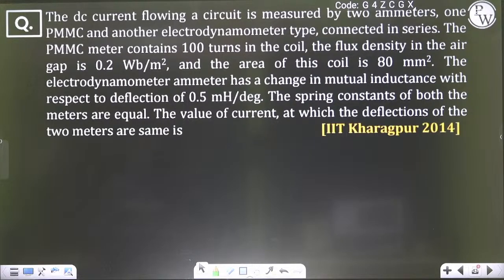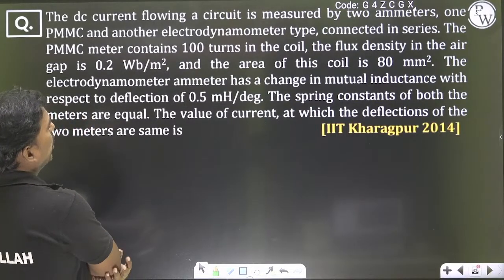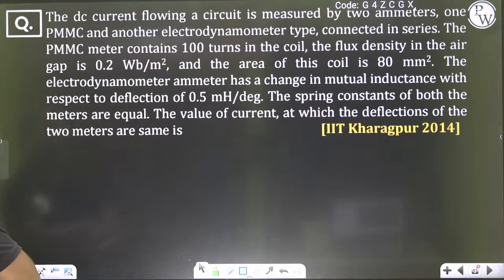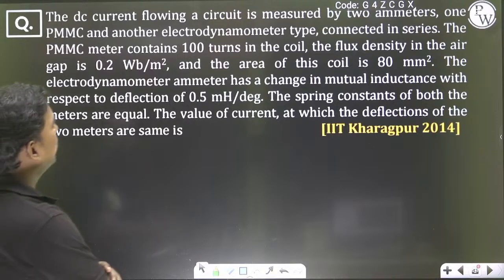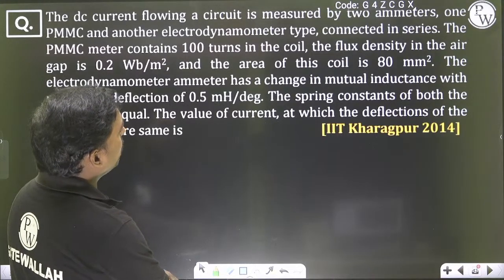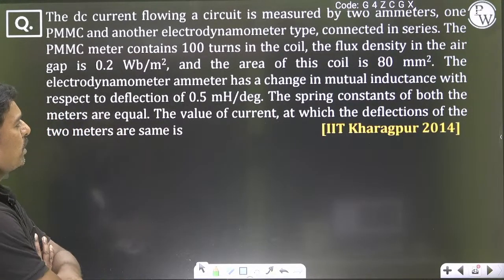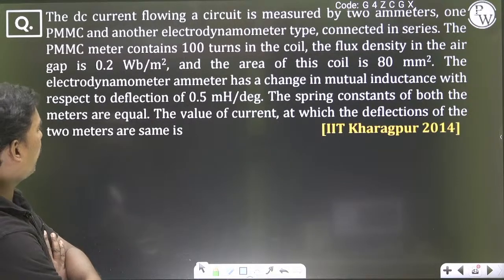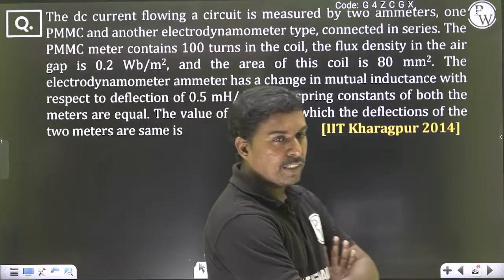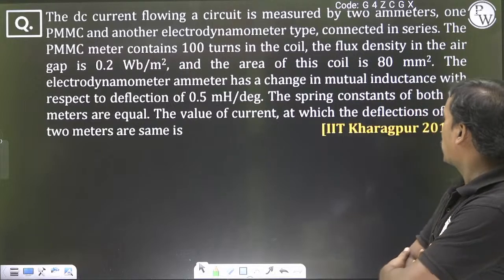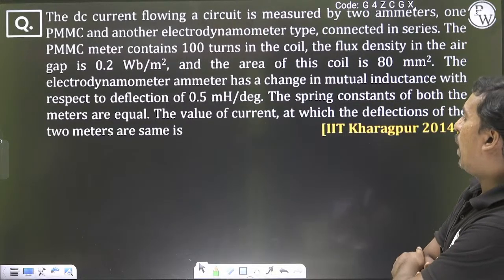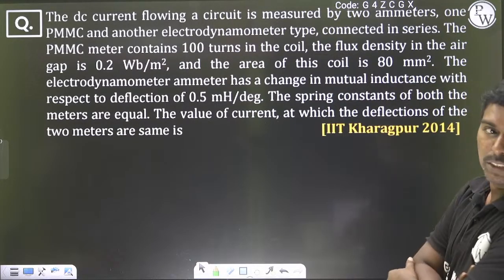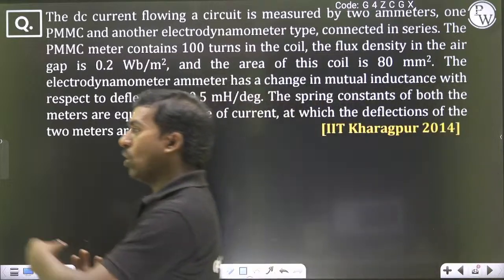The DC current flowing in a circuit is measured by 2 ammeters. One is PMMC and another one is electrodynamometer type, connected in series. The PMMC meter contains 100 turns in the coil. The flux density in the air gap is 0.2 Weber per meter square and the area of this coil is 80 mm square. The electrodynamometer ammeter has a change in mutual inductance with respect to deflection of 0.5 millihenry per degree. The spring constants of both the meters are equal. The value of current at which the deflections of the 2 meters are same is. So how to answer this question?